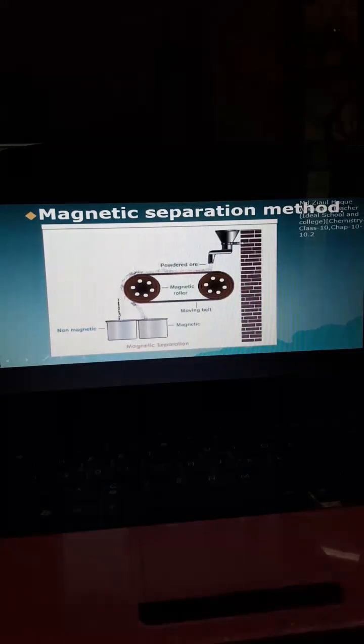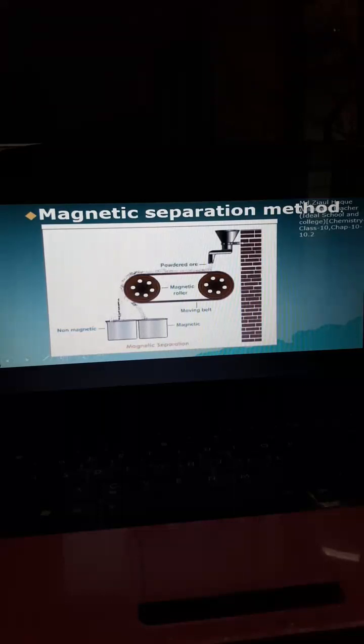Here you can see this one from where the ores are coming. This is the roller, and here is given a magnetic roller. When it's coming, the magnetic substances are collected in the closest container and the lighter ones fall here.